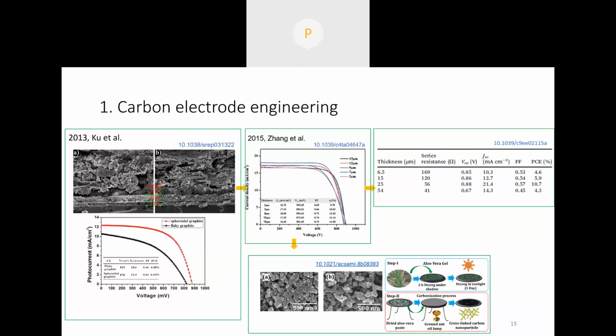Next is another study in which they used aloe vera in the carbon paste, to check its effect on how the cross linking and how much porosity there will be. So they found that the cross linking is better, and the porosity is improved as well. They found around 12% efficiency in this case. Next slide.